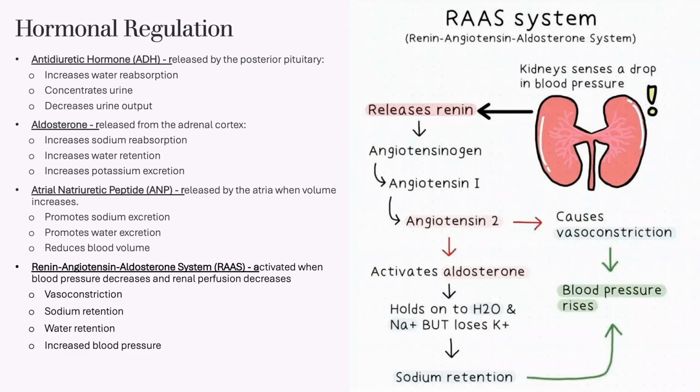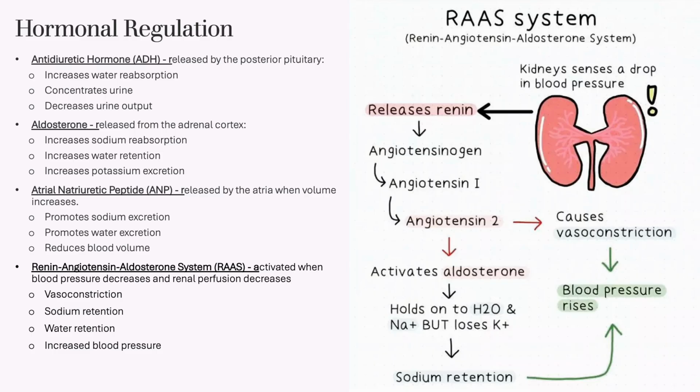Aldosterone is produced by the adrenal cortex. This promotes sodium reabsorption and potassium excretion. Now remember, water follows sodium, right? So if it's reabsorbing the sodium, then water is going to follow it. This is how aldosterone helps to increase blood volume and blood pressure in the body by keeping the volume in the body.